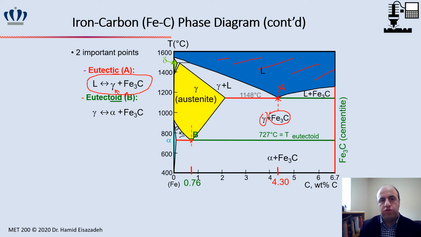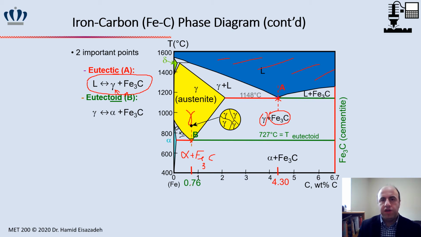It's called the eutectoid point. In the eutectoid we have one solid material. Look, in this area we don't have any liquid. We have solid material, austenite or gamma, and it transforms to two solid materials, alpha and Fe3C. And the composition of that reaction is 0.76. And the composition of the eutectic reaction is 4.3.